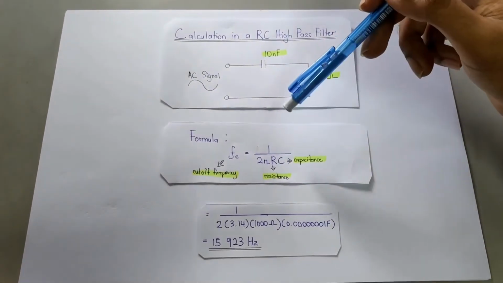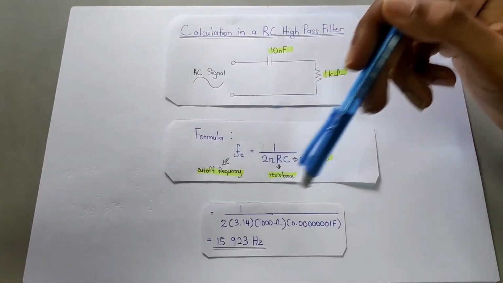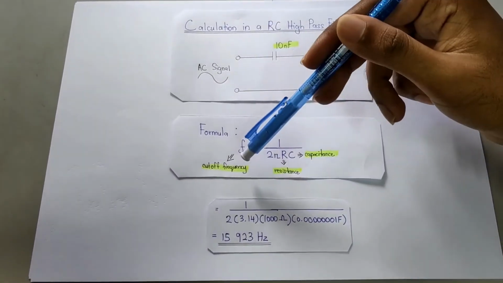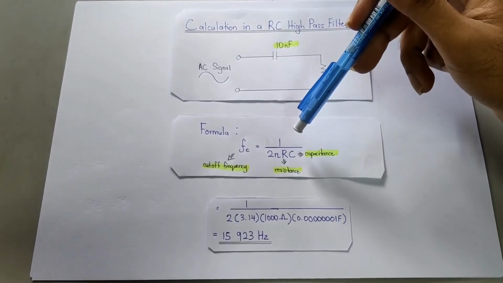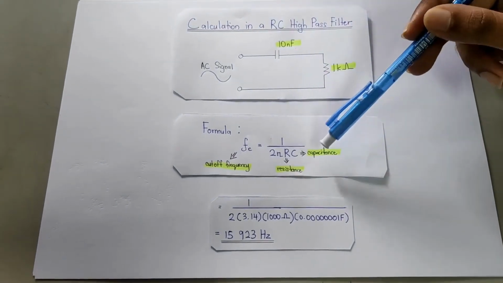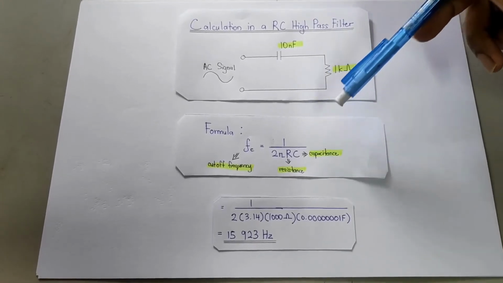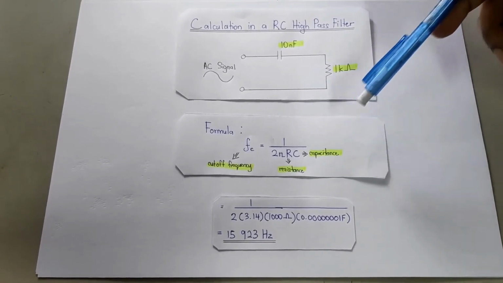So by the formula above, we get the frequency of the circuit is 15,923 Hz, where pi is equal to 3.14, the resistance is equal to 1000 ohm and the capacitance is equal to 10 times 10 to the power of -9 farad.